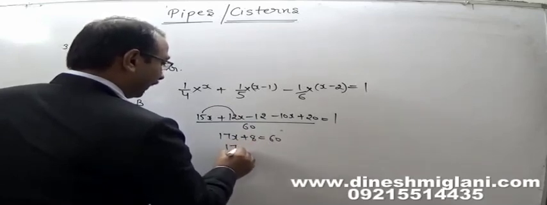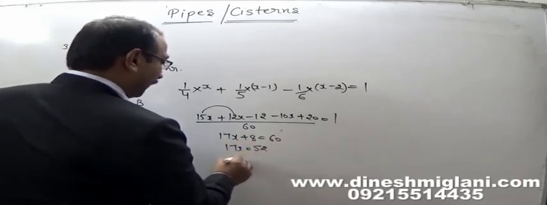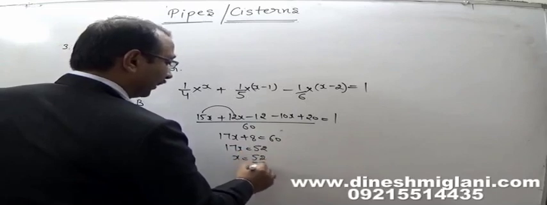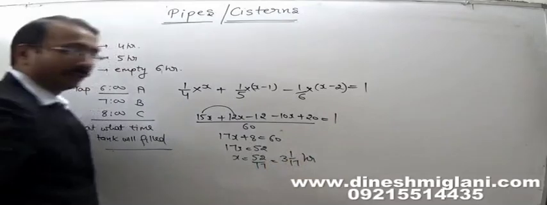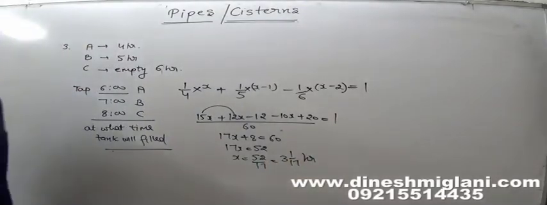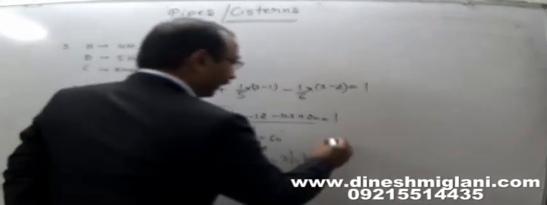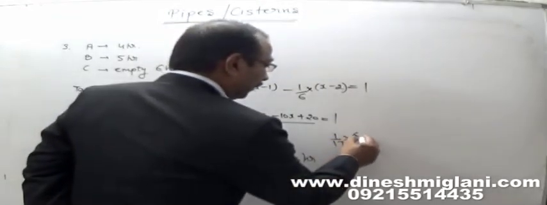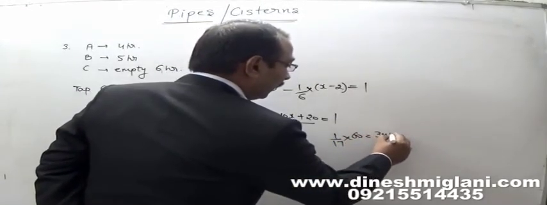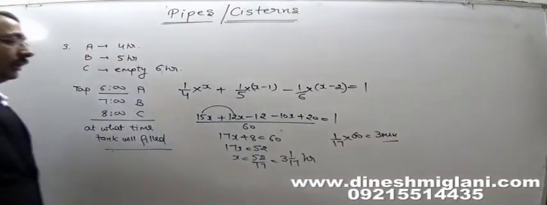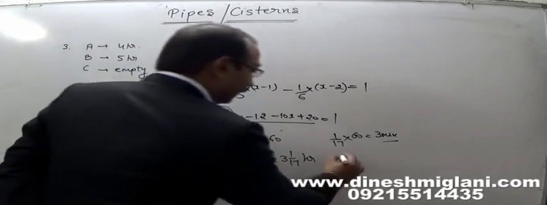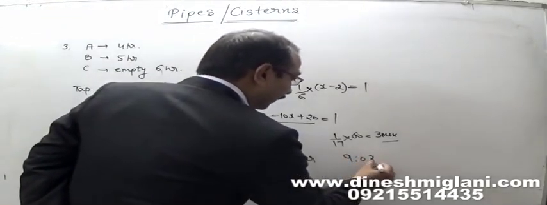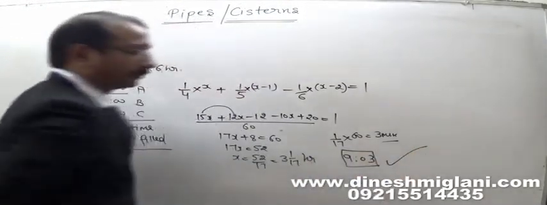You may say that 17x equal to 52, x equal to 52 upon 17, which is approximately equal to 3 and 1 by 17 hours, right? Means 3 hours are complete and 1 by 17 hours. You may just convert that 1 by 17 hour into minutes. So I can say 1 by 17 into 60, that is approximately equal to 3 minutes. So we can say, total time they have taken is 3 hours and 3 minutes, right? So we can say that the tank was filled approximately at 9:03. That becomes your answer, right?